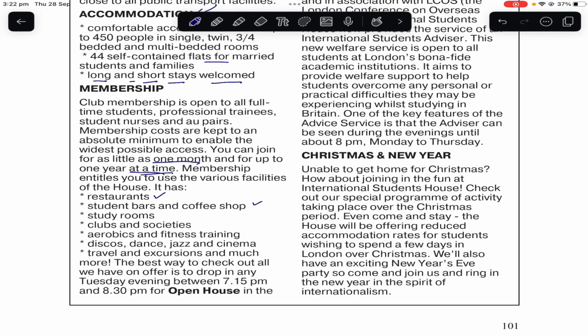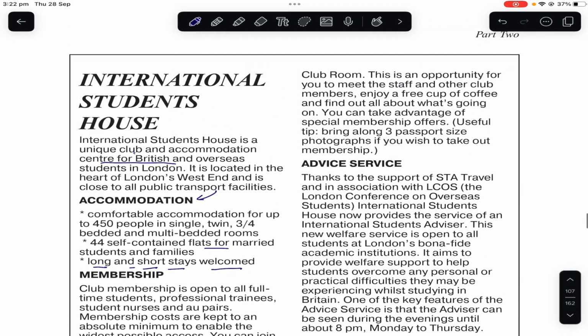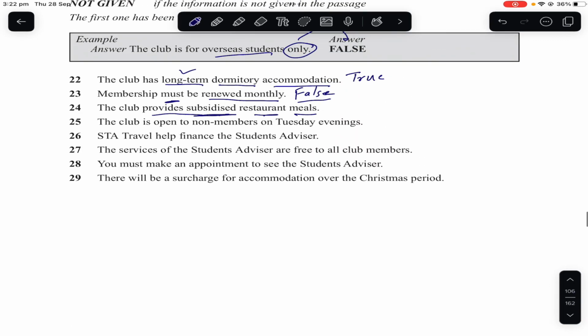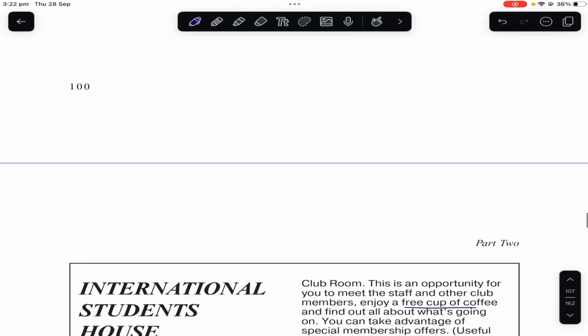The best way to check out all we have on offer is to drop in any Tuesday evening for open house in the club room, opportunity to meet the staff, enjoy a free cup of coffee. So they did say free cup of coffee. However, nothing about the subsidized meals.